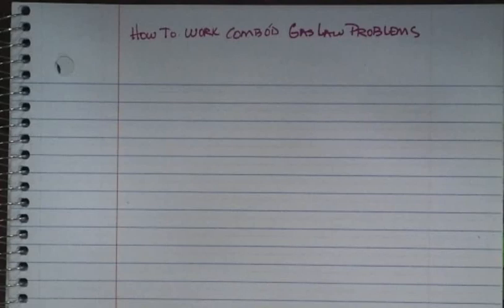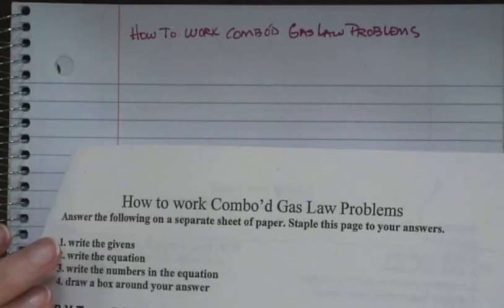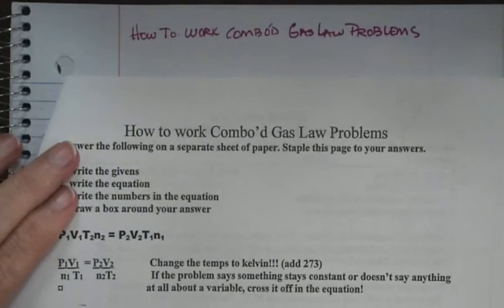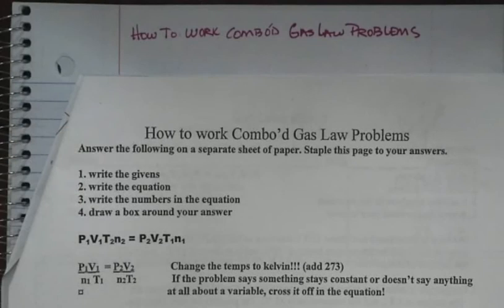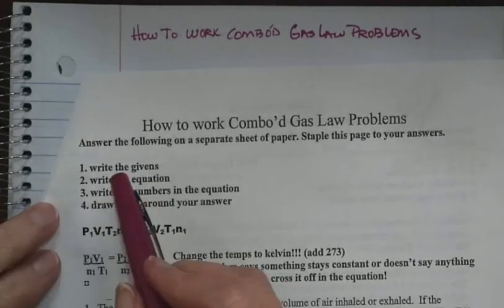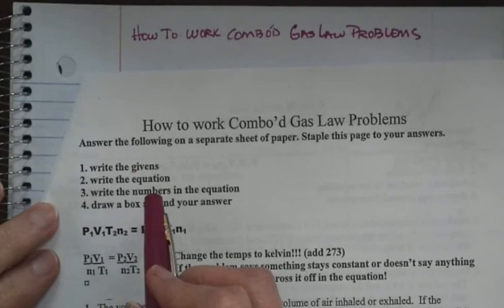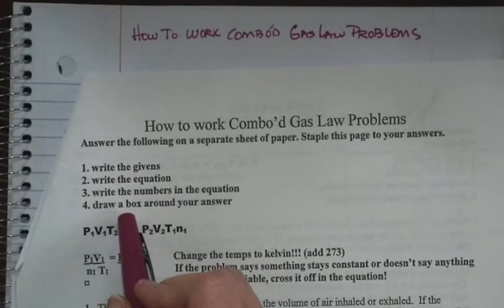I'm looking at the worksheet, how to work combined gas law problems. That should be what's labeled in Google Classroom. It looks like this if you have the hard copy of it. And the process is really pretty straightforward. Write the givens, write the equation, write the numbers in the equation, draw a box around your answer. Stuff that we've done before.